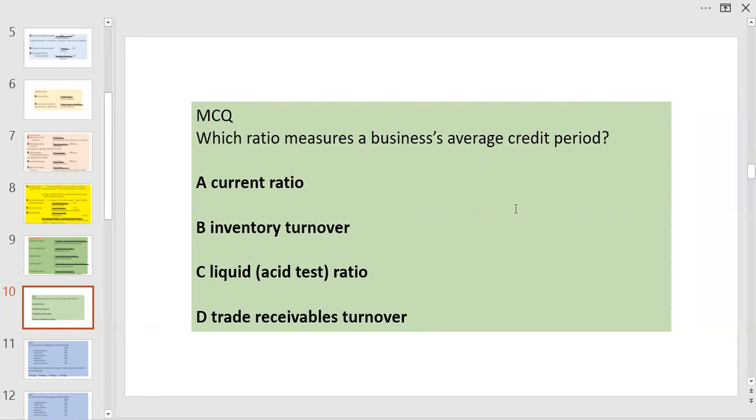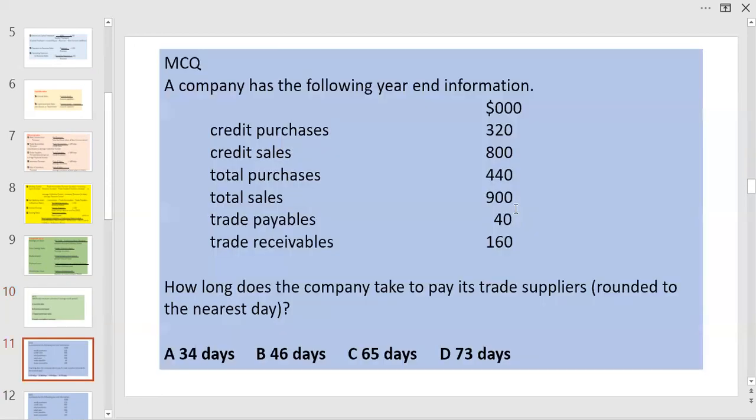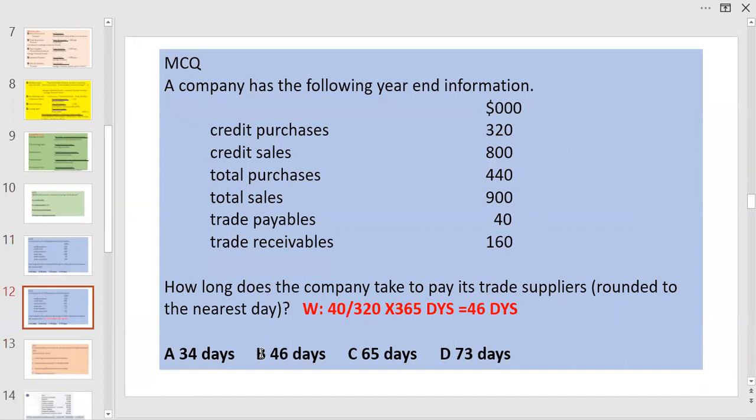The next MCQ: perusing the information given, you are required to calculate the number of days you take to pay your suppliers. Out of the information, credit sales, not relevant. Total purchases, not relevant. Total sales, not relevant. Trade receivable, not relevant. If you note the working, 40 divided by 320 into 365 days, roughly 46 days, therefore the answer is B.